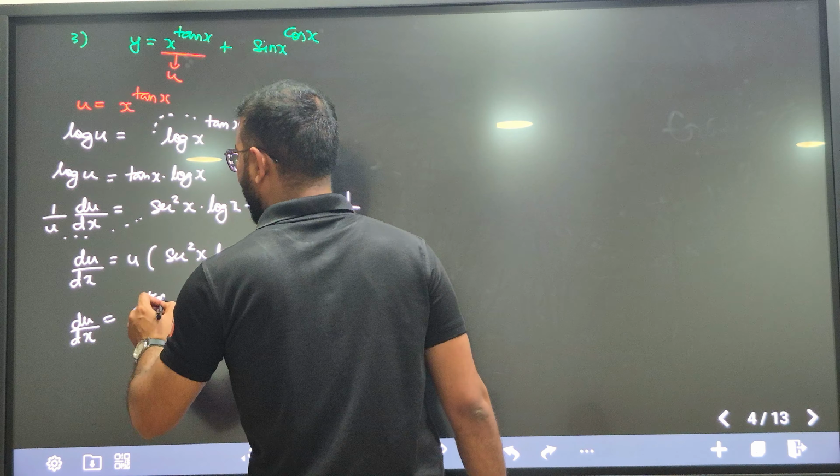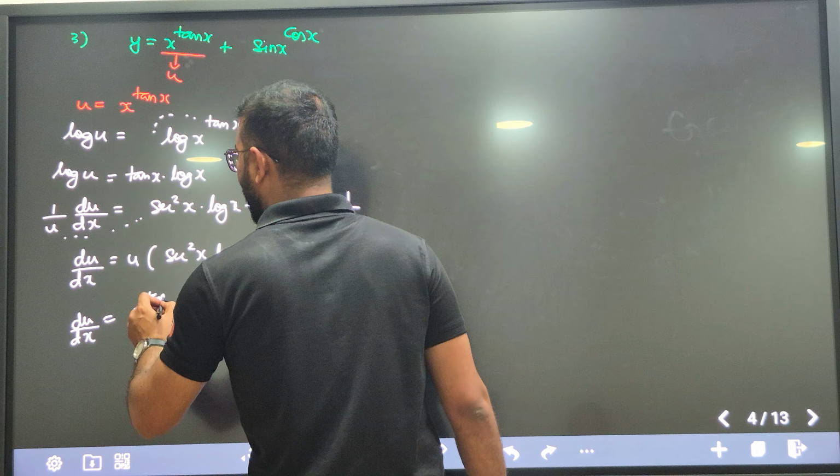Now you'll assume this as v. So v is equal to sin x whole power cos x. Since it is variable power variable, how will we start, guys? Taking log on both sides. So log v is equal to log of sin x power cos x. Now everyone knows this will come here. So log v is equal to cos x into log sin x.